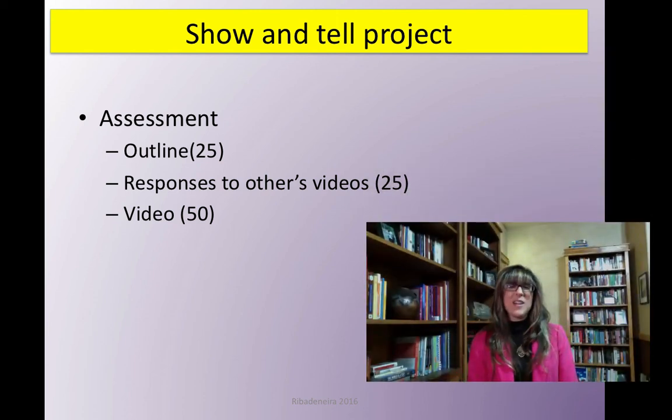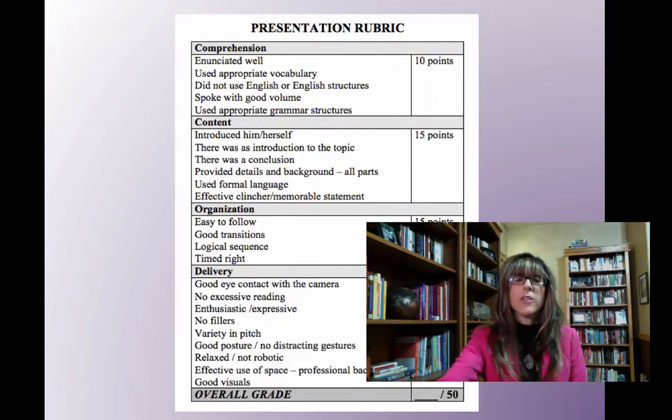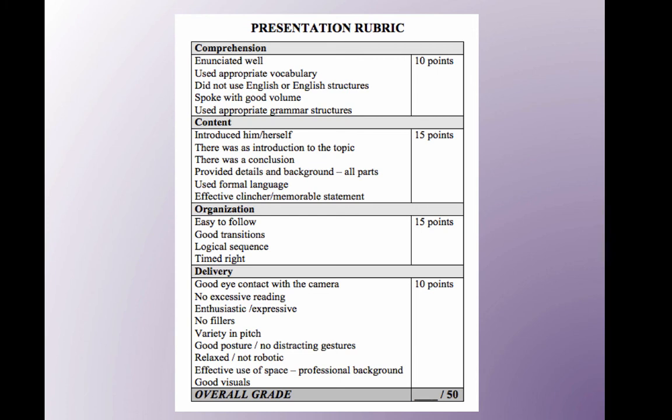In the assessment of the show and tell project, you can see that we had several aspects to be assessed. So this is a good differentiation tool. The outline, which was a low-stakes assessment but very important in order for them to organize, was 25 points. Responses to other videos were 25 points, and the video itself was 50 points. The video itself had several aspects: comprehension, content, organization, and delivery. So students could be assessed in different ways regarding how their video went.